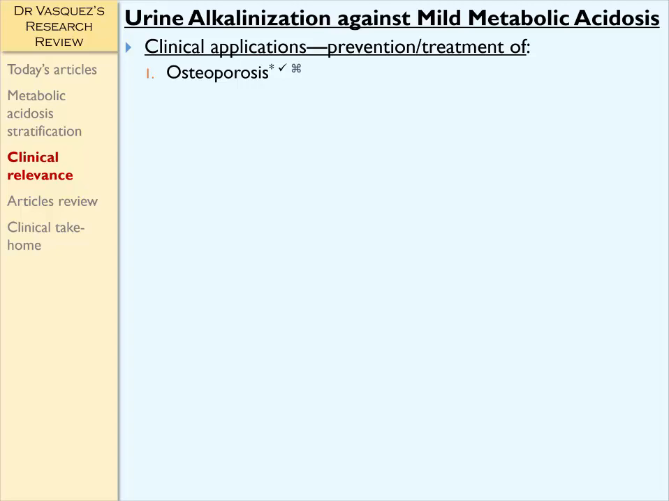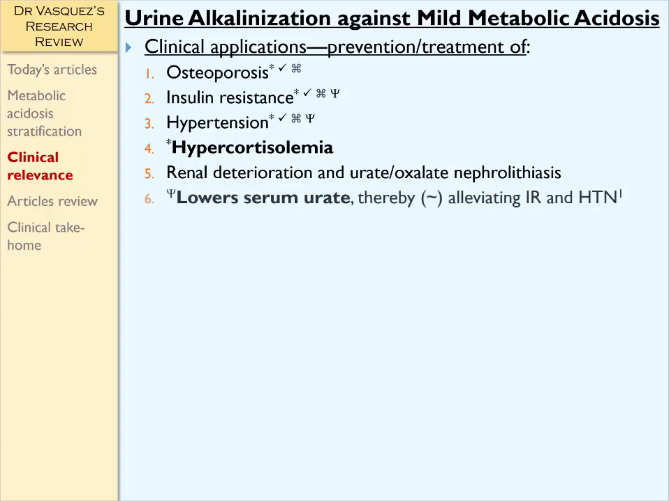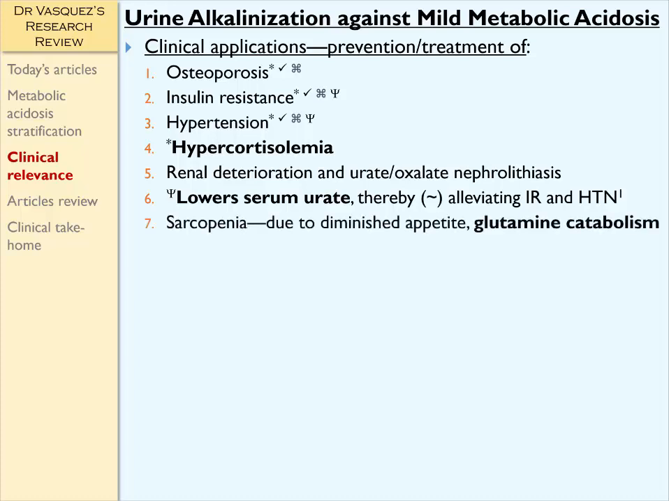But osteoporosis has been shown to benefit from urinary alkalinization, as has insulin resistance, hypertension, hypercortisolemia, renal deterioration, and urate and oxalate nephrolithiasis. Urinary alkalinization also lowers serum uric acid, thereby alleviating insulin resistance and hypertension. It also helps to prevent or alleviate sarcopenia due to diminished appetite and also glutamine catabolism.